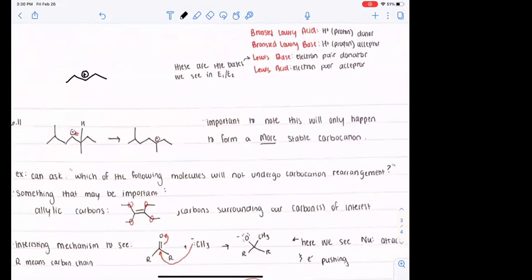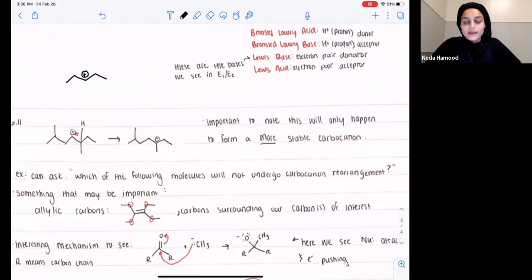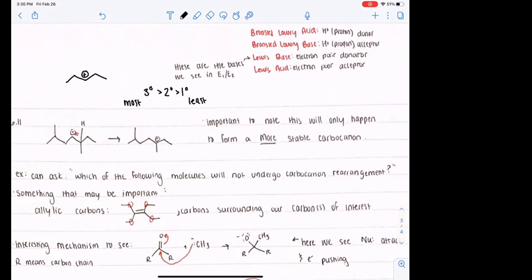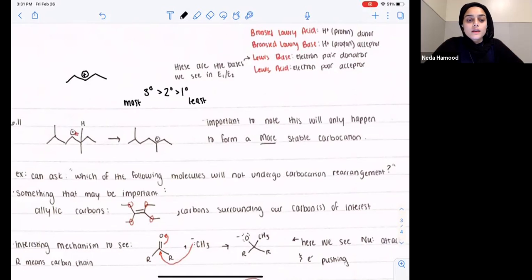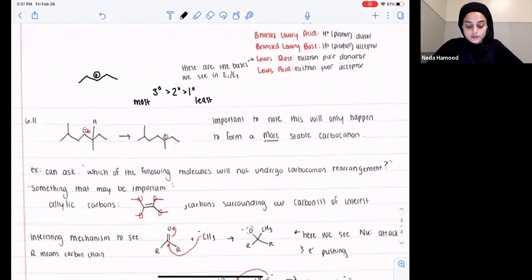Just to clarify, the tertiary is more stable than a secondary, for example, right? Okay. Yes, for carbocations, tertiary is more stable, then secondary, and then primary is the least stable. So it's only going to shift if it goes from 1 to 2 or 2 to 3. Exactly. And I'll try and do a practice problem like that once we're done going over these notes.